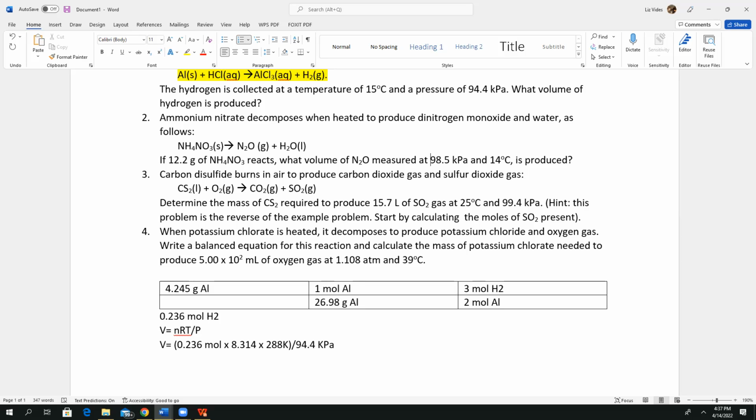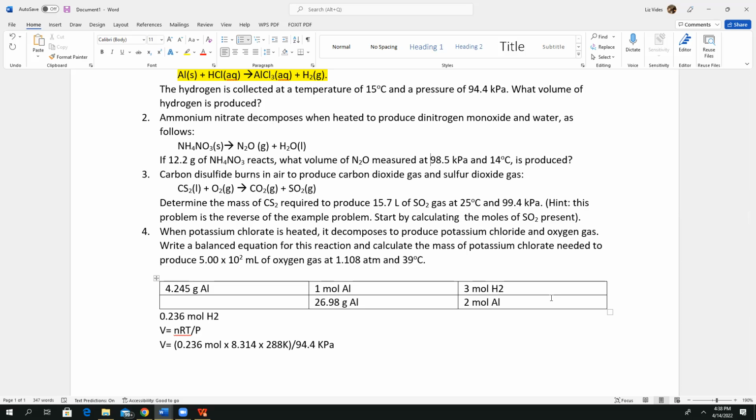And the last one, it wants you to write a balanced equation and then calculate the mass needed to produce that much. Okay. So it's the same thing, but first you have to do the balanced equation. Potassium chlorate is KClO3 and KCl plus O2. That's an easy equation. KClO3 changes to KCl plus O2. So we need to put a 2 in front of that, a 2 in front of that, and a 3 in front of that. Okay, got it. All right, next.